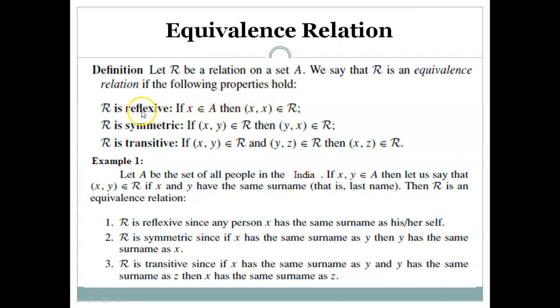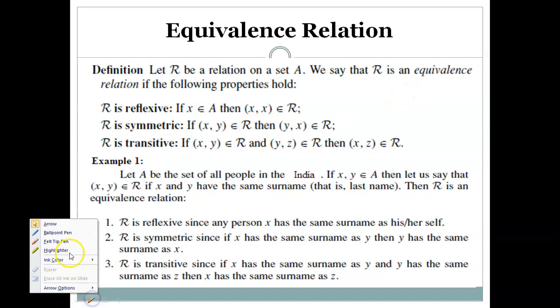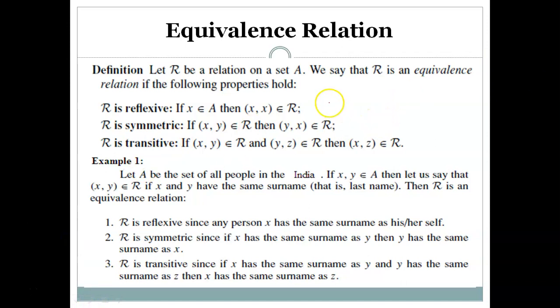First is the reflexive. The relation R is reflexive if x belongs to A, then the ordered pair (x, x) belongs to R. In other words, the situation can be expressed like this: if we are taking x from A, then x related to x for all x belongs to A.